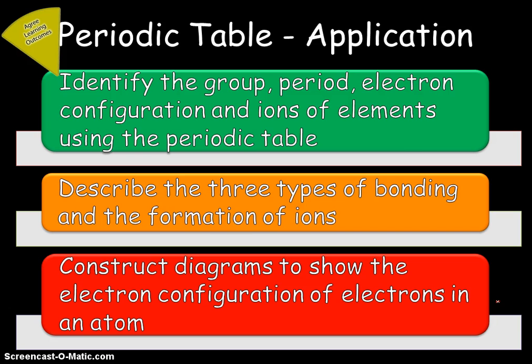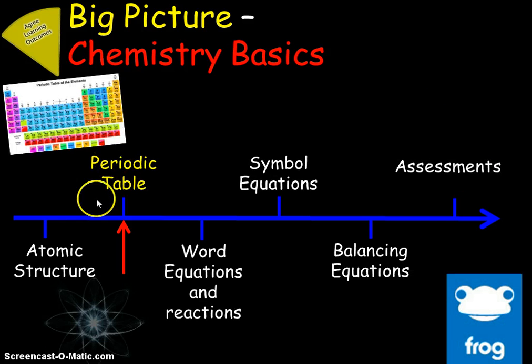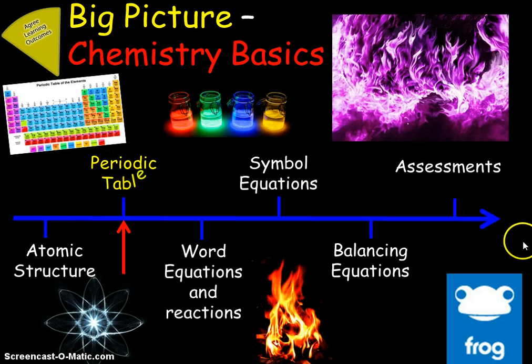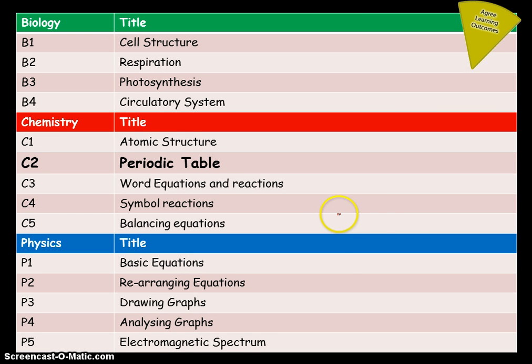So we're going to focus more now on using the periodic table, and so this skill is going to be really crucial for solving literally hundreds of types of chemistry problems that you could face. So you need to be able to identify the group, the period, and electron configurations and ions of elements using the periodic table. You need to be able to describe the 3 types of bonding, which we mentioned on the last video, and you need to be able to show diagrams to show how electrons are arranged around an atom, because they're not just arranged randomly. So this is our second lesson of chemistry, and this is how it fits into the overall module.